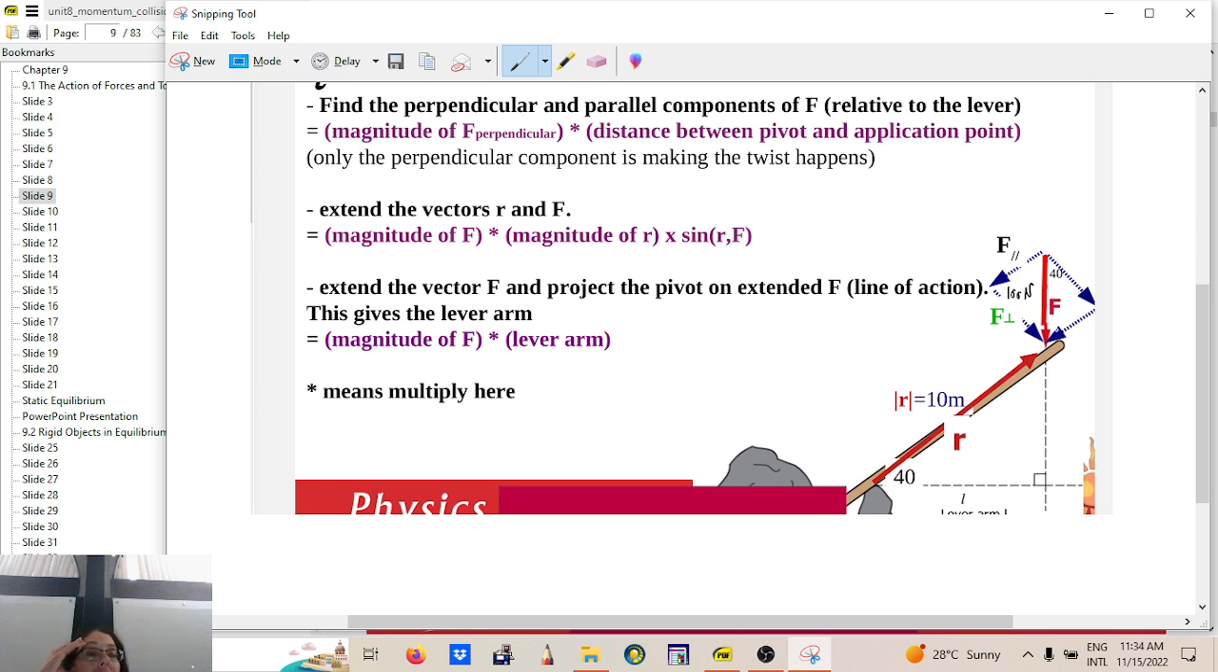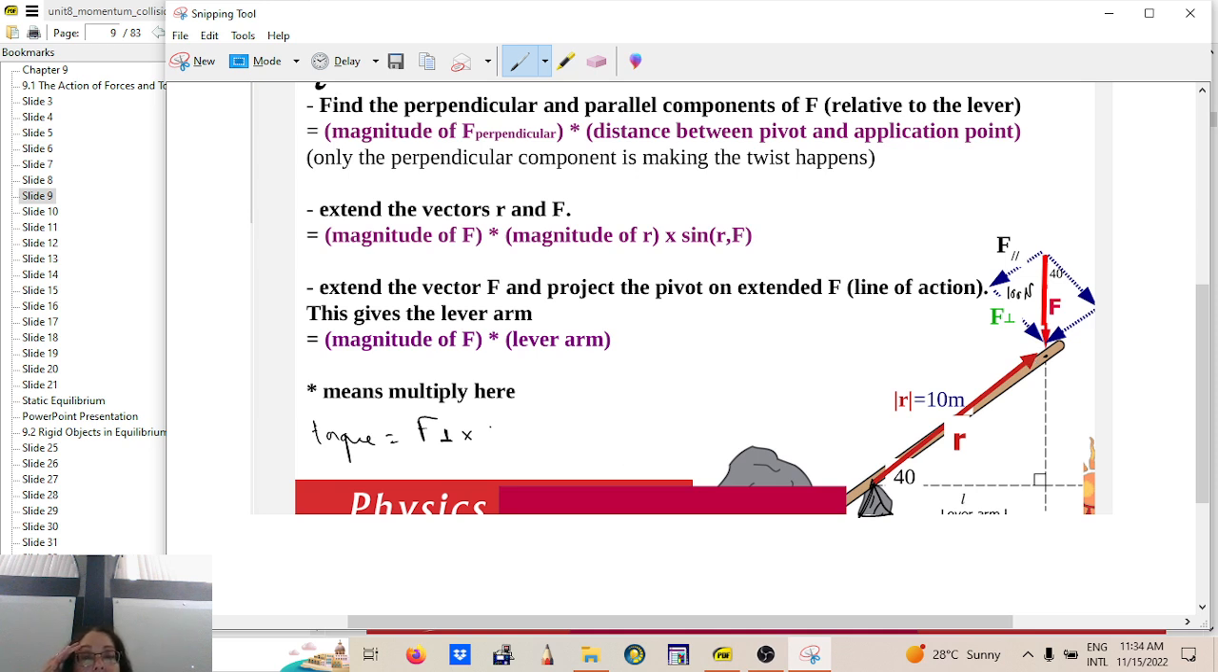We can do this one. Do you agree with me? So which one is doing the work? The perpendicular, so that one, yes? So we can see that the torque will be the perpendicular component times the distance between here and there. So between the fulcrum or the axis of rotation to the point of application, yes?